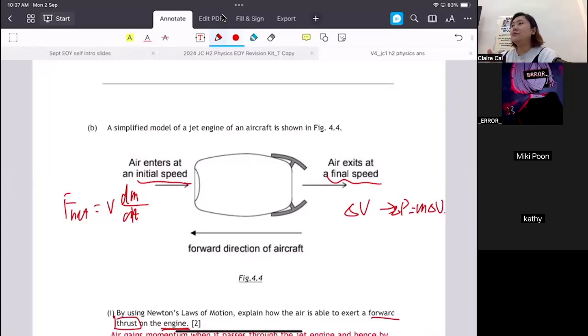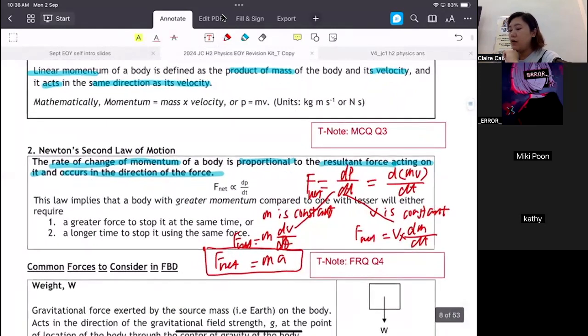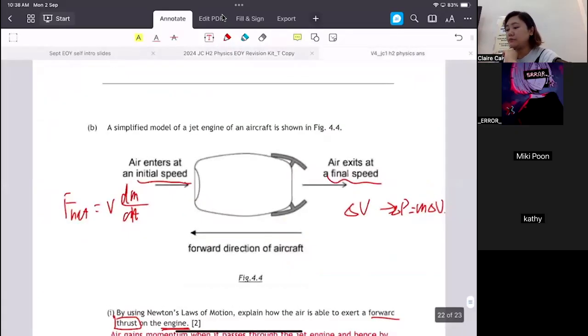So according to Newton's second law, what must be happening to the air? What caused the momentum to change? Newton's second law says the rate of change in momentum is proportional to the resultant force acting on it. In other words, if a body experiences a change in momentum, there must be a resultant force acting on it. So our air, when there's a change in the speed, has a change in its momentum. Therefore, there must be a resultant force acting on the air.